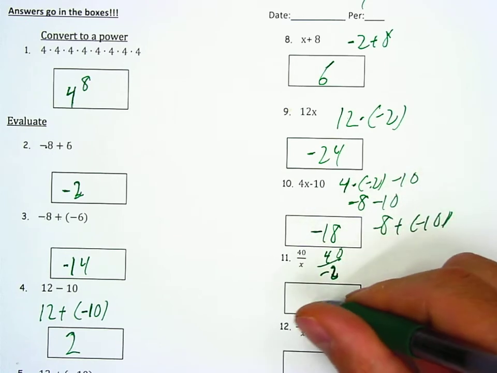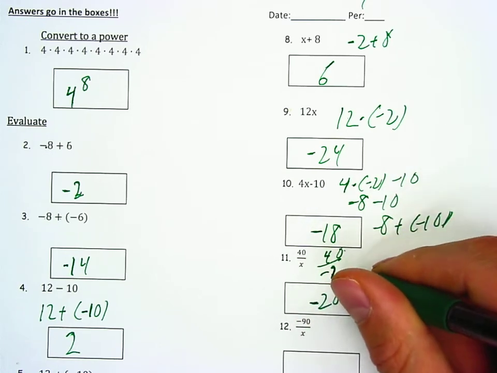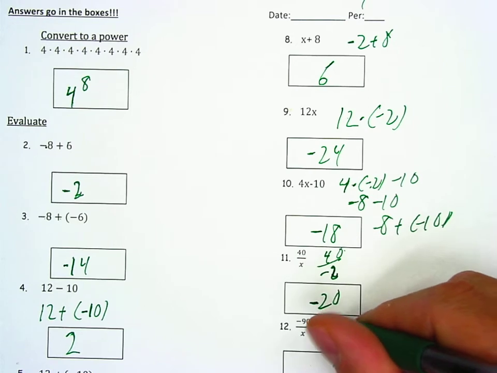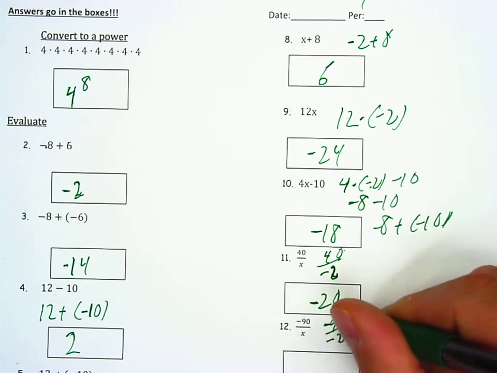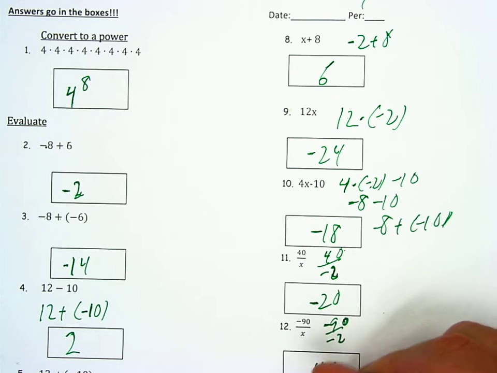Half of 40 is 20. This will be negative because we have a positive and a negative divided. Next one, -90 divided by -2 is 45. This will be positive because negative divided by negative is positive.